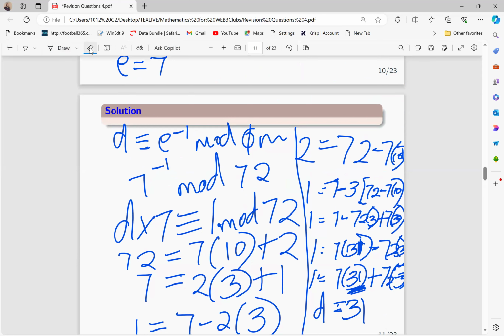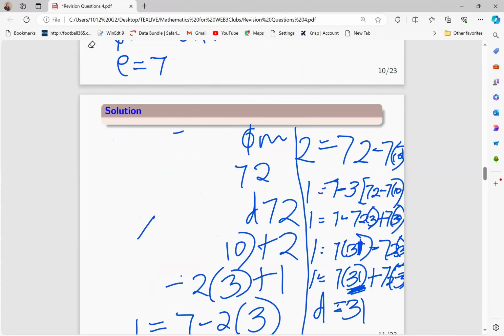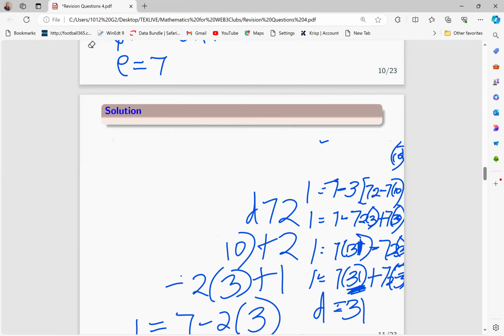I hope it's clear to them because the steps are okay the way they are. It's correct. So the next thing we're going to do is to encrypt the plain text.